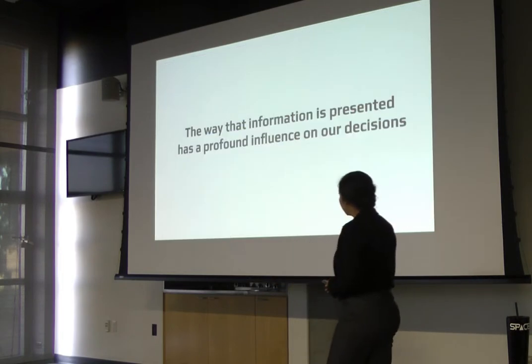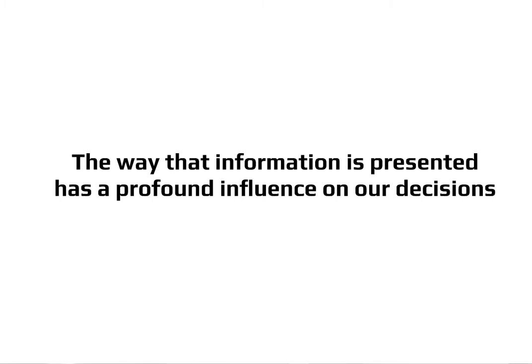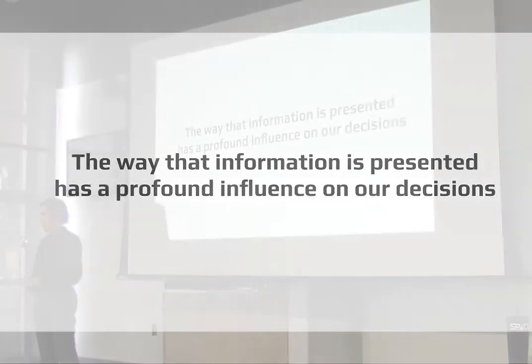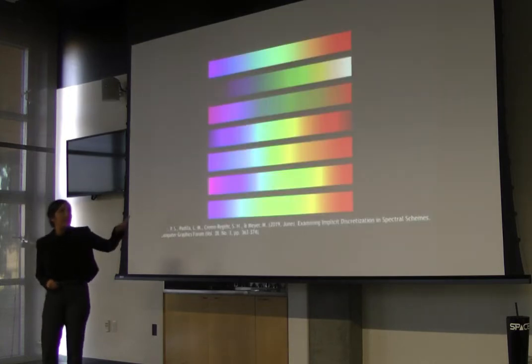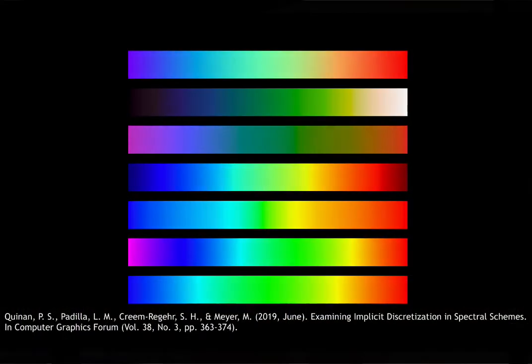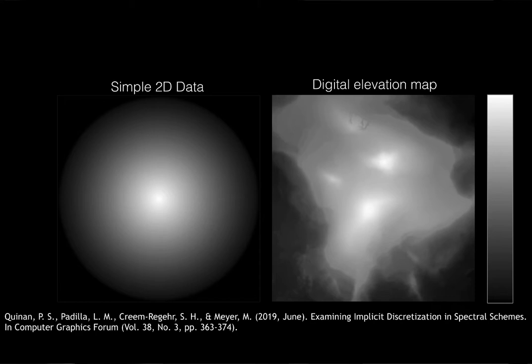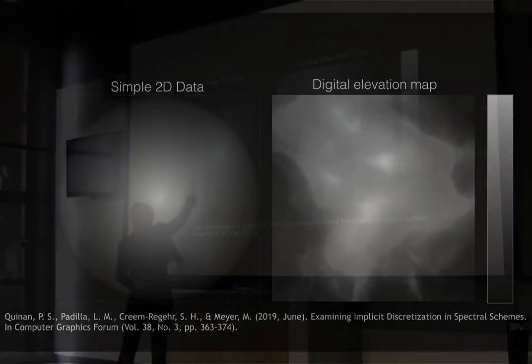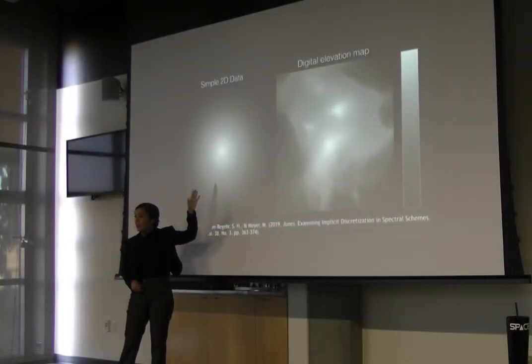So I'd like to start by saying that the way that information is presented has a profound influence on our decisions. For example, here are different color schemes you can use to color code your data. I'm sure almost everyone in here has tried to color code their data before. These are two different data sets that I'm going to show you. The first one is a two-dimensional data set. It should look like a sphere. It should be completely smooth and continuous.